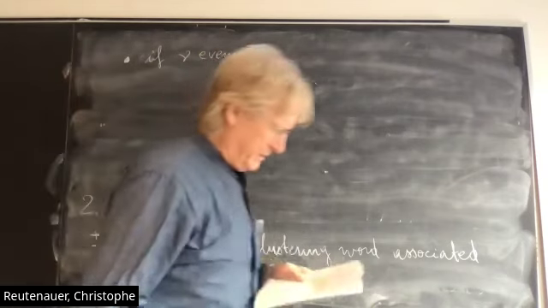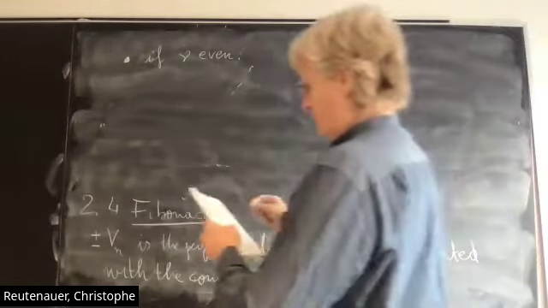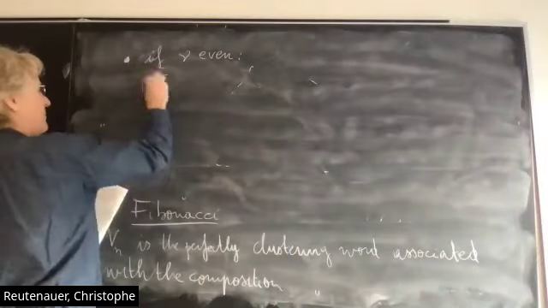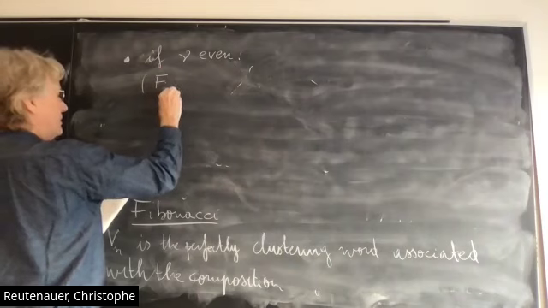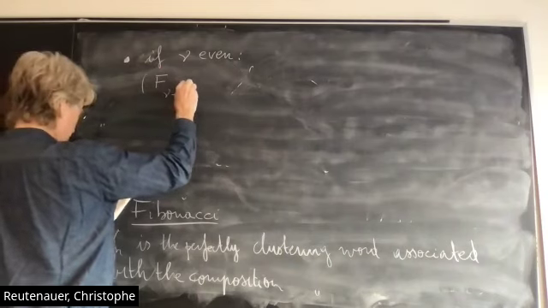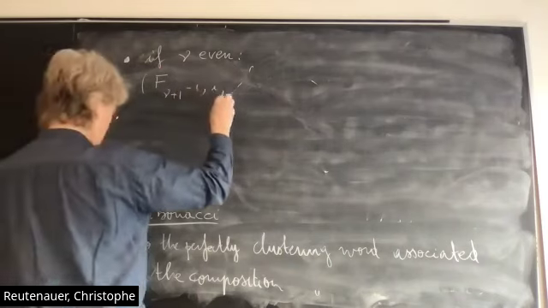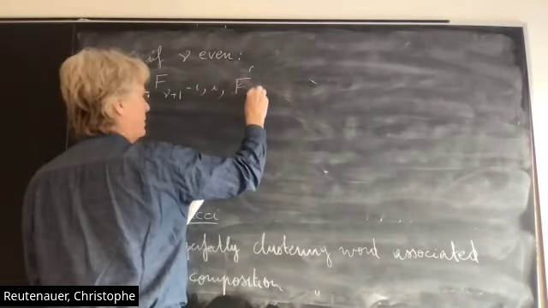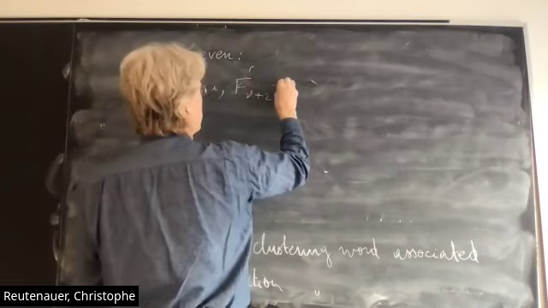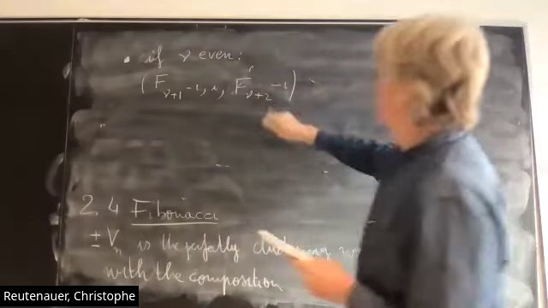What is nu? I explain. The composition is f nu plus 1 minus I, f nu plus 2 minus I. And this is the composition.